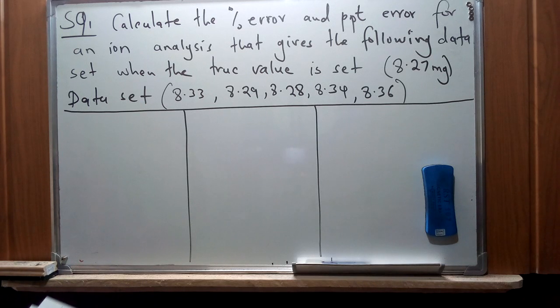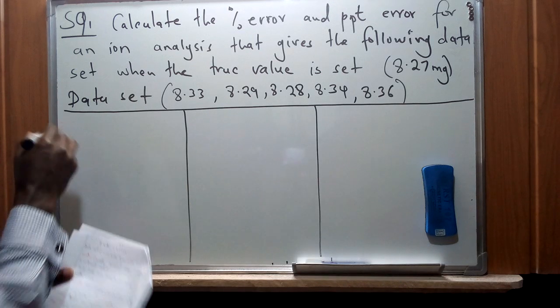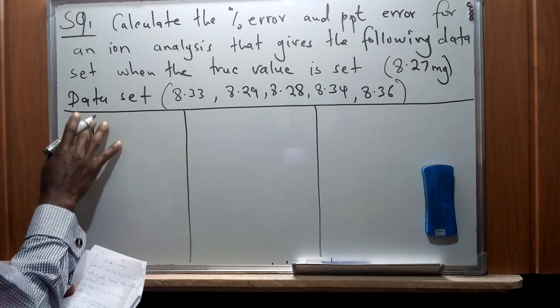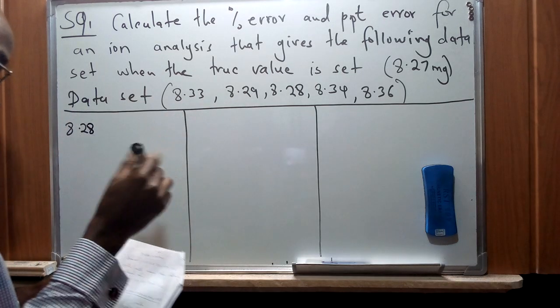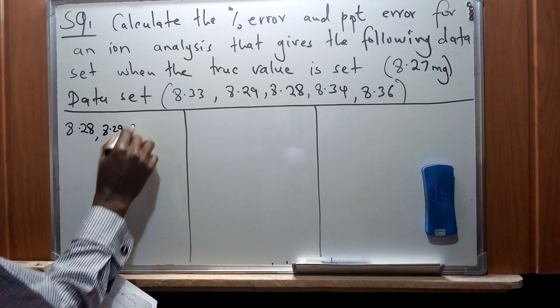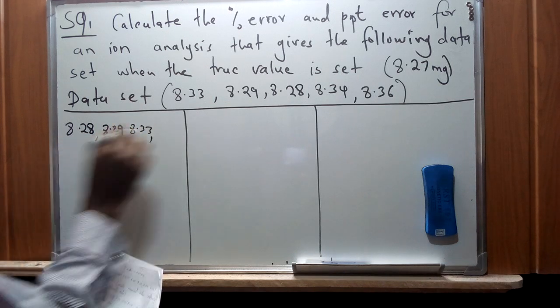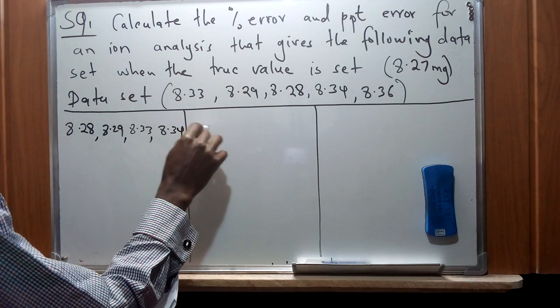So we're just going to do a rearrangement of that set of data, and we'll find that we have 8.28. So we just arrange that one in ascending order: 8.28, 8.29, and then we have 8.33, and then we have 8.34, and lastly we have 8.36.